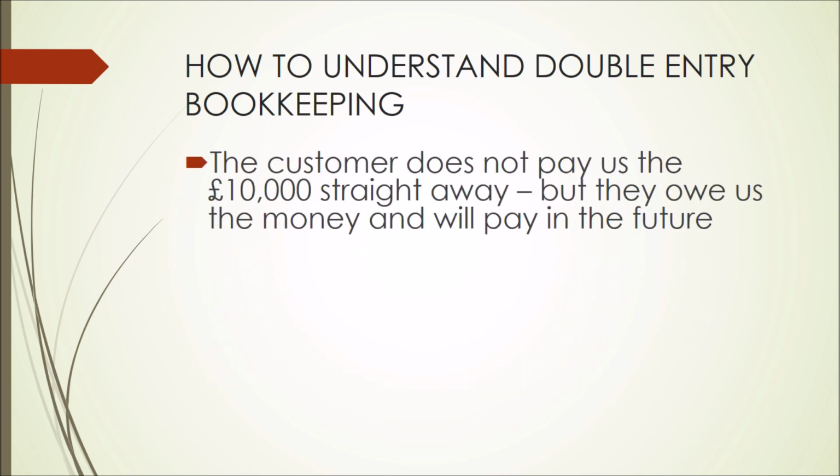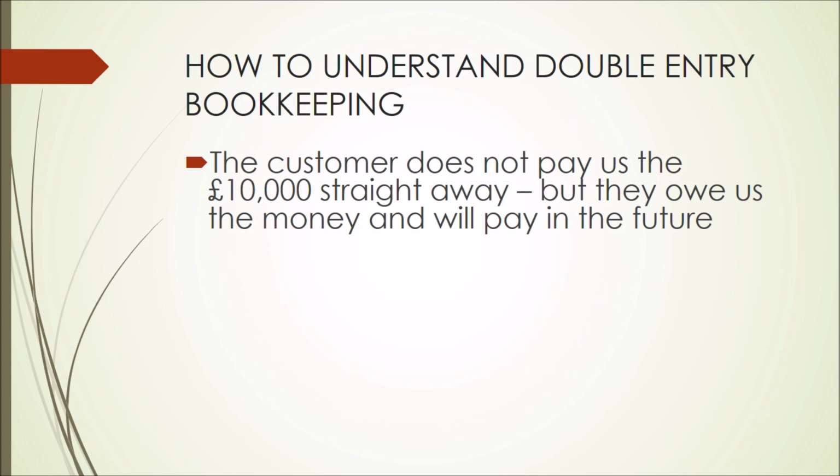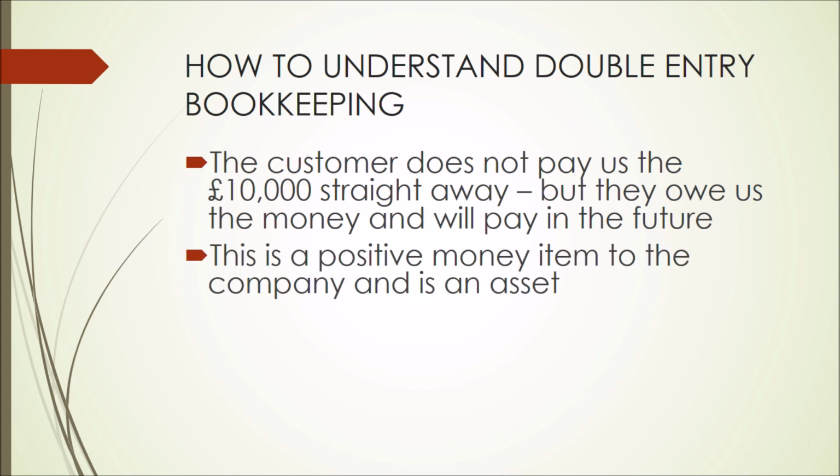The customer does not want to pay us straight away, but they will pay us in the future. So that's going to be money in the future, isn't it? So if the sales was money out in the future to the shareholders, the customer money in, the amount that they owe us, is going to be positive money, isn't it? They're going to give us that in the future. It's not going to go into a bank. It's not in our bank account yet because they've not paid it to us yet. But they're going to pay it in the future. Because that's positive money in, the amount that they owe us is going to be a plus, and so it's an asset. So the positive money item to the company is going to be an asset. So it's going to go on this sheet.